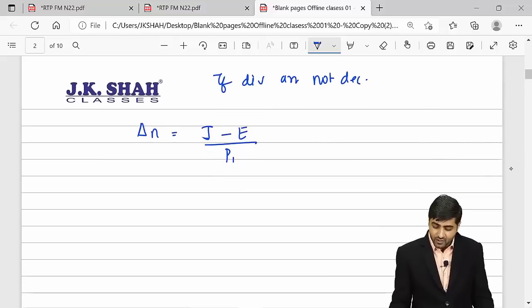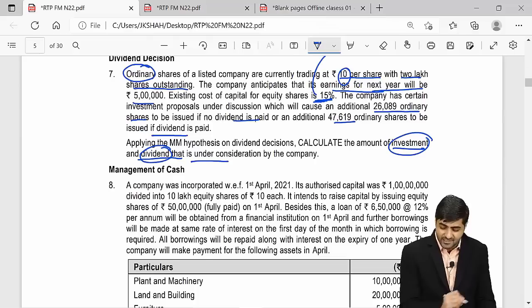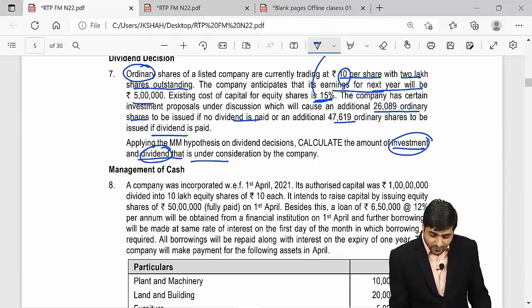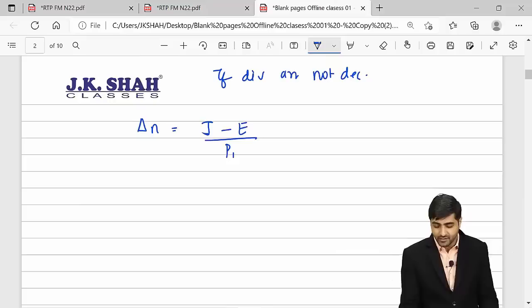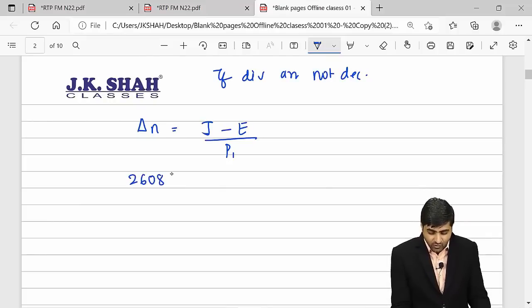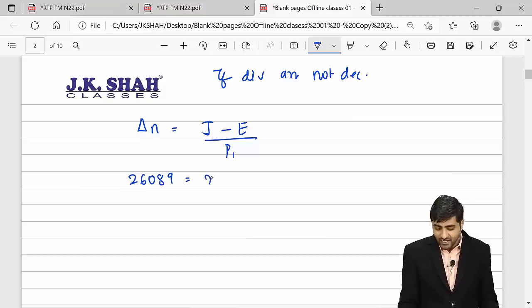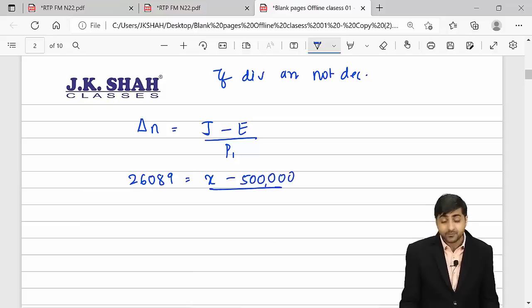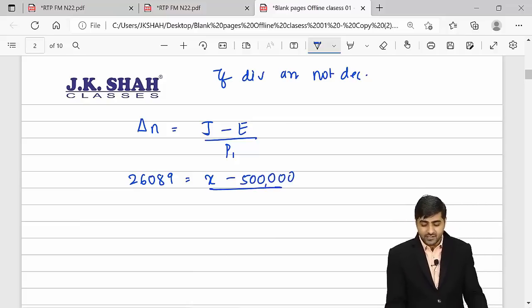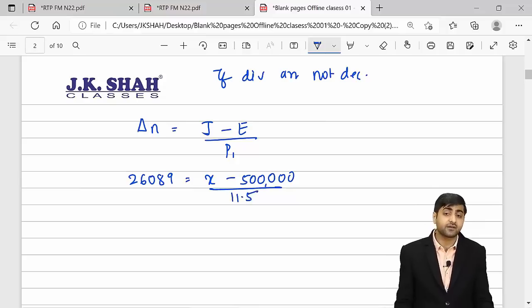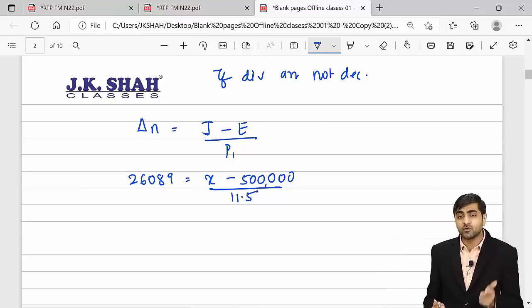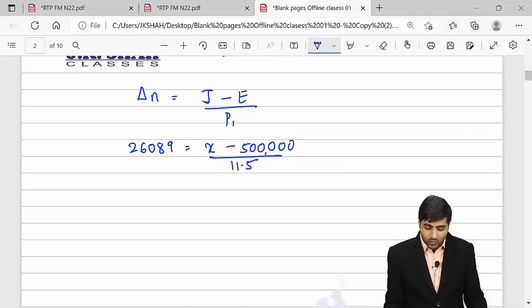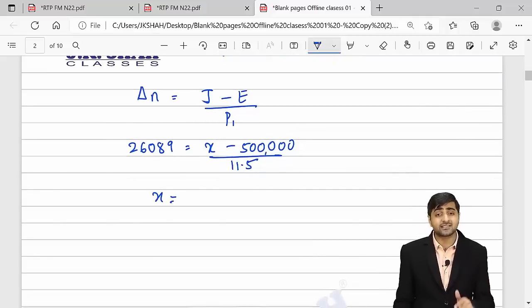And do we have your change of N, yes or no? Yes, it's there in this question also, that if you don't declare the dividend, then your additional shares is 26,089. You have your investment which is supposed to be made, that is your X, your earnings is 5 lakhs, and your P1 you have just now calculated, it is nothing but 11.5. So if no dividends are declared, we know that your P1 is 11.5. Will this data help you to calculate your X, yes or no?